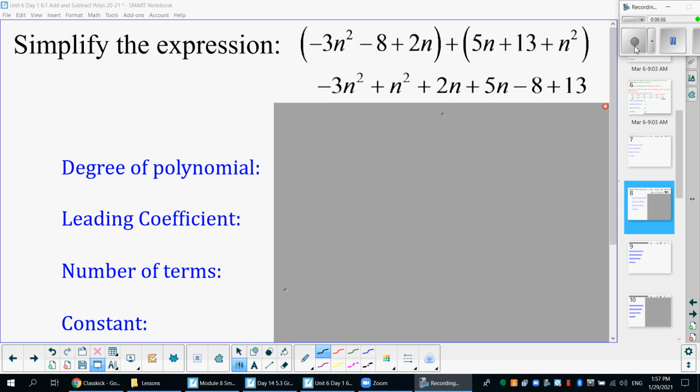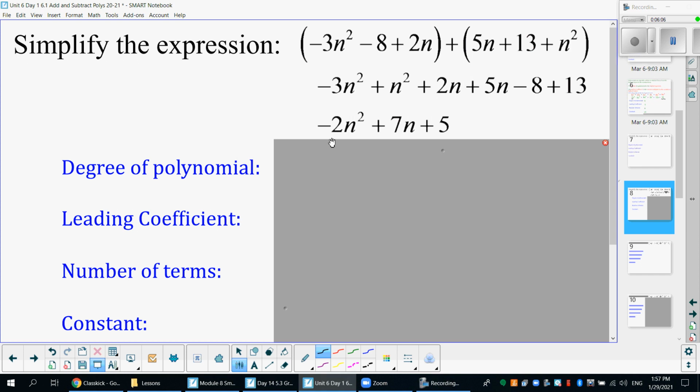So negative 3n squared plus n squared, that means I would have a negative 2n squared. 2n and 5n, that's 7n. Negative 8 and 13, that would be 5. And again, you always want to double check, is your expression in standard form? Highest degree to the constant.